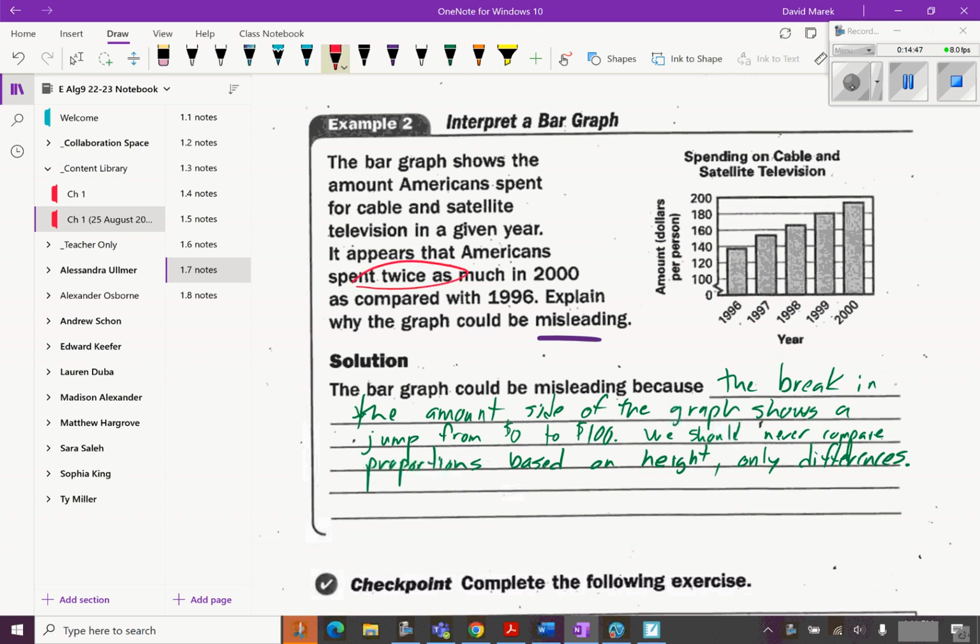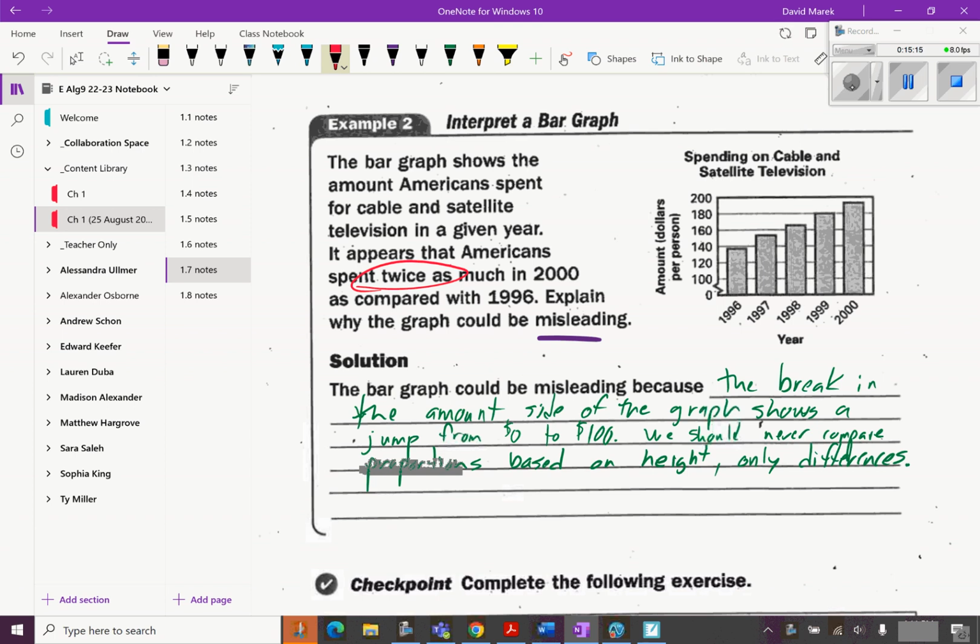The issue here is when they say twice. Yes, that graph for 2000 is twice as tall as the rectangle that they drew for 1996. But if there's a break in this, we should never compare proportions based on the height. We only compare differences based on their heights. Okay?